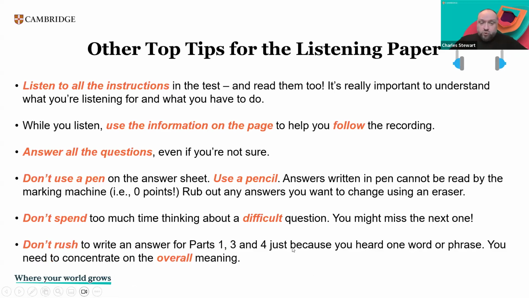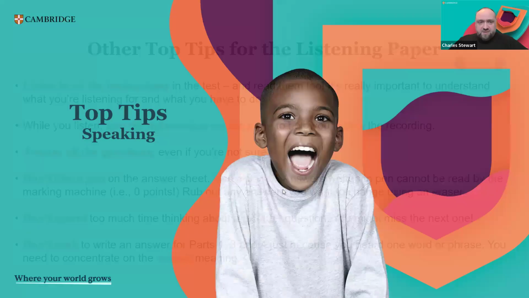And lastly, do not rush to write an answer for parts one, three, and four. Just because you hear one word or phrase, make sure that you concentrate on the overall meaning and the context. Because as I said, there may be distractors that may lead you to initially say A is the answer. However, if I listen to the recording completely, it becomes obvious later that C is the answer. Therefore, do not be in a hurry to write something just because you hear one word or phrase.